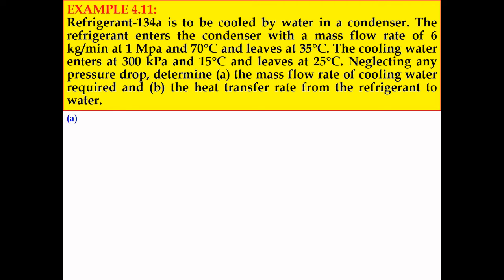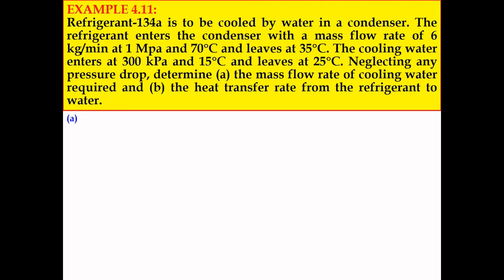The refrigerant enters the condenser with a mass flow rate of 6 kg per minute at 1 megapascal and 70 degrees Celsius and leaves at 35 degrees Celsius. The cooling water enters at 300 kilopascal and 15 degrees Celsius and leaves at 25 degrees Celsius. Neglecting any pressure drop, determine A, the mass flow rate of cooling water required, and B, the heat transfer rate from the refrigerant to the water.